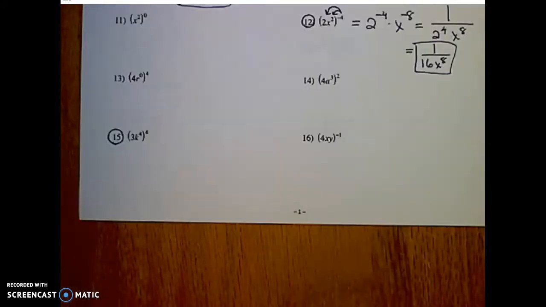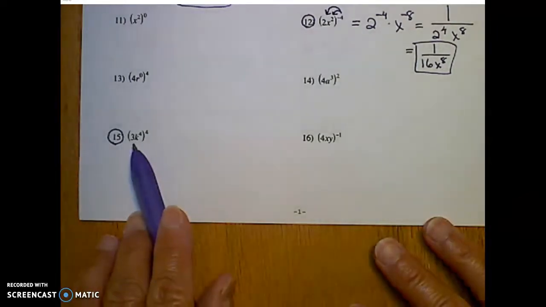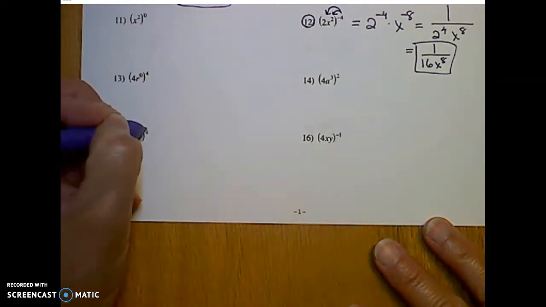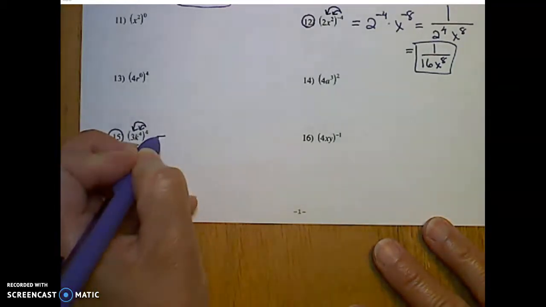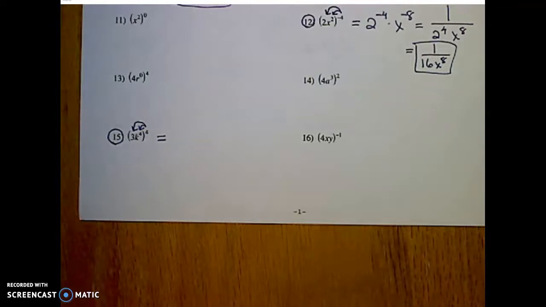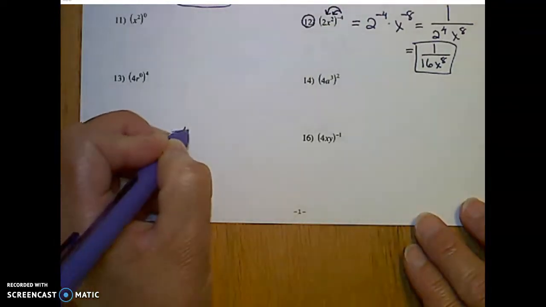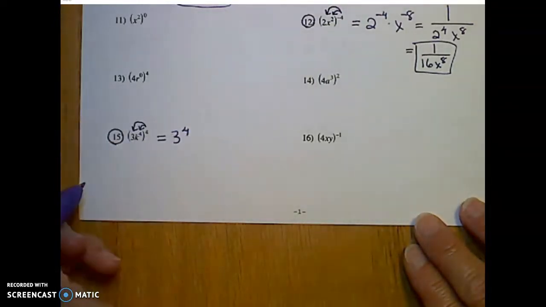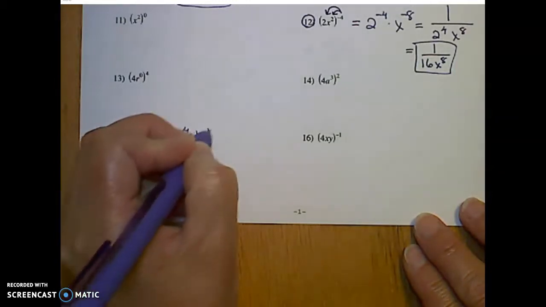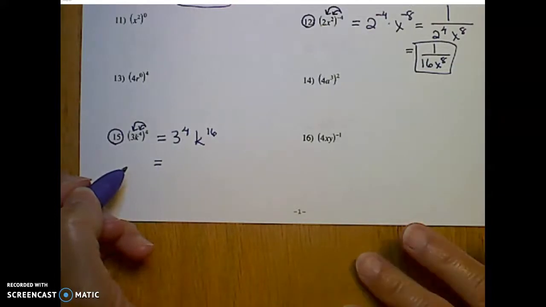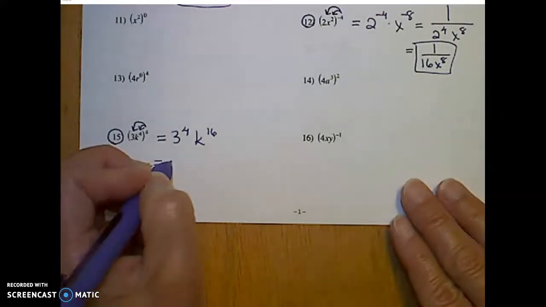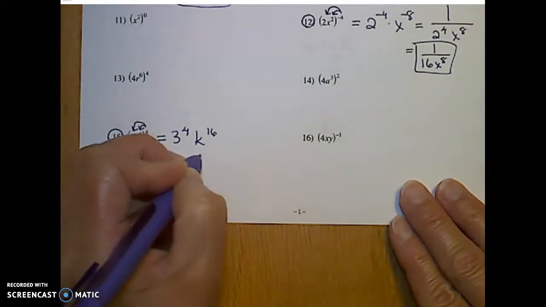I'm looking at number 15. Just as a reminder, because some people forget about that 3, I have to raise everything inside to the fourth power. So 3 to the fourth, k to the fourth, to the fourth. If I raise everything inside to the fourth power, 3 to the fourth, and k to a power, I multiply, k to the 16th. What is that? 3 times 3 is 9, times 3 is 27, times 3 is 81. 81 k to the 16th.